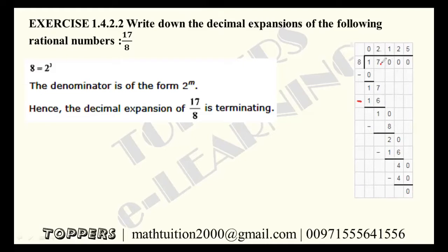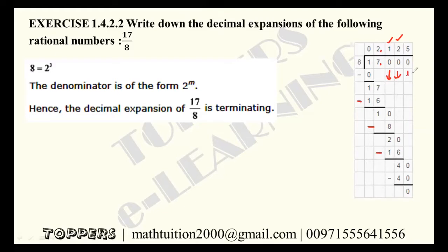Okay. So after that, we have to put a decimal here and put a decimal here also. We can add as many zeros as we need. Bring this 0 down. So we got 10. In 10, how many times? 1 time. 1 into 8 is 8. Subtract 10 minus 8, we got 2. So we have to bring the next 0 down. 20. How many times? 2 times. 2 into 8 is 16. Subtract 20 minus 16, we got 4.